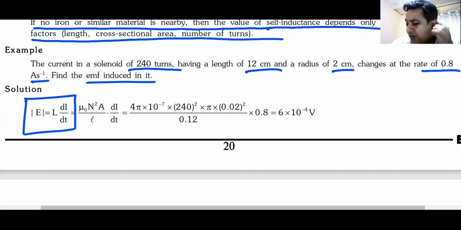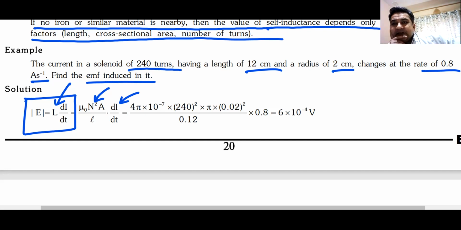What do you mean by opposing the rate of change of current? If the current is increasing, it will try to decrease it. If the current is decreasing, it will try to increase it. You just have to find out the value of L. L will be mu naught n squared A by L. Calculate it, multiply by di by dt, and you have your answer for the EMF induced in this solenoid. Are you following me, or am I going too far, too ahead? Can I have reason that we are following me, everyone?